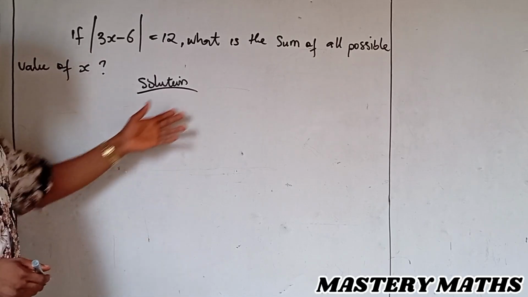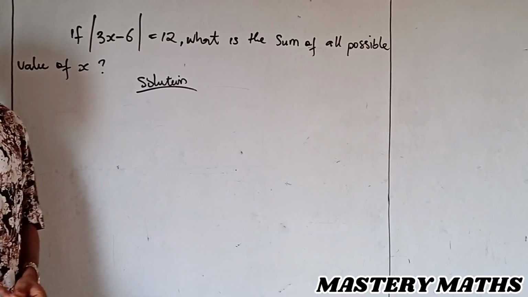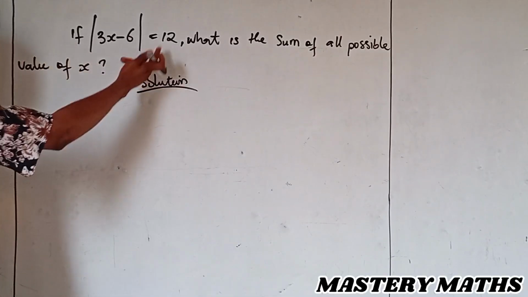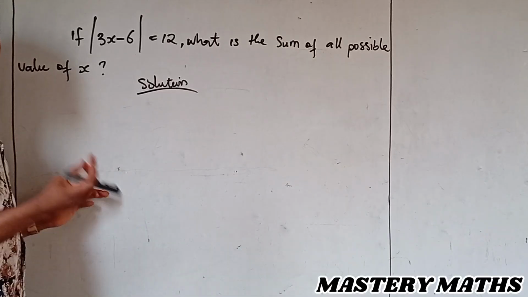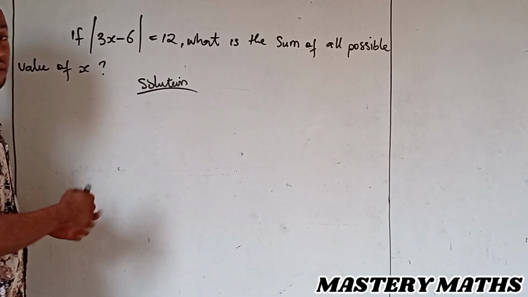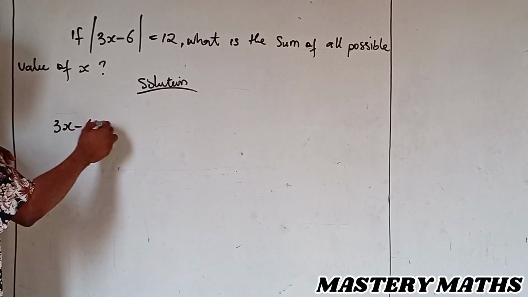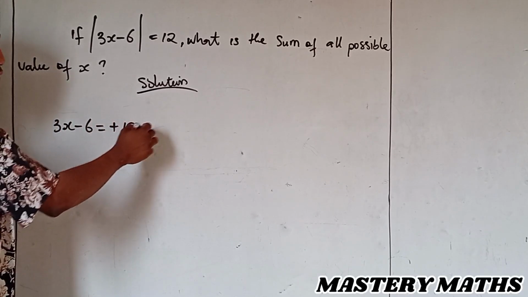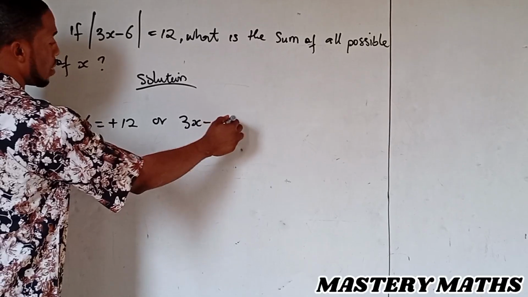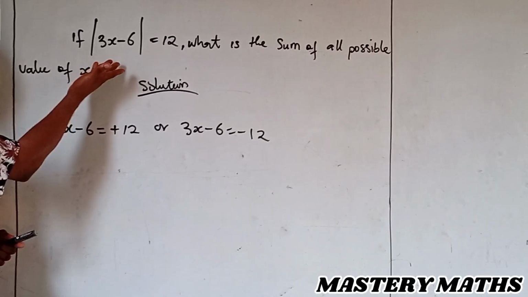And to be able to solve for the sum of the possible values, the absolute value will be giving us two factors. What are the two factors? This equal to 12 will give us a positive 12 and a negative 12. If I were to rewrite it now, it will be 3x minus 6 equal to plus 12, or 3x minus 6 equal to minus 12. That is what our absolute value has given to us.